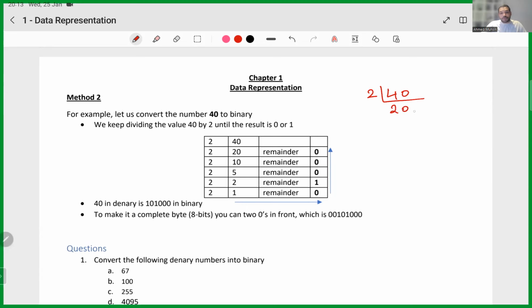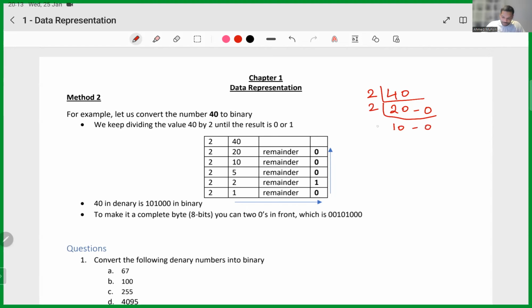And then it's very important that you also mention how much the remainder is. 40 divided by 2 is 20 and there is no remainder, but you must mention 0 over here, which means there is no remainder. Okay, let's go one more step. If you divide 20 by 2, how many 2's do we have? You would get 10, remainder is 0.